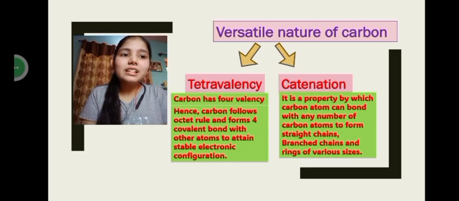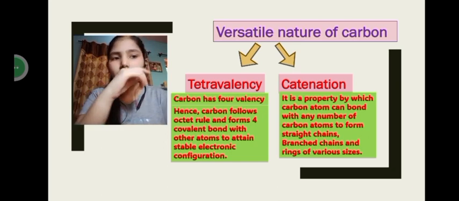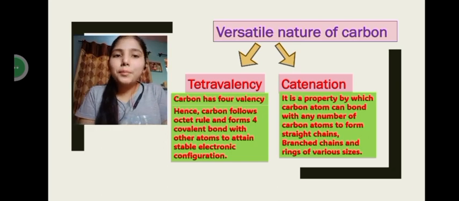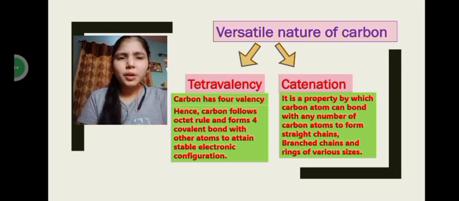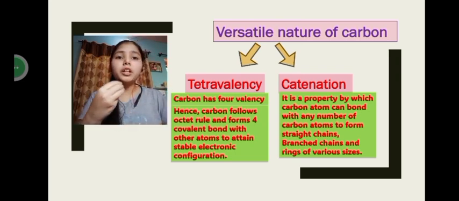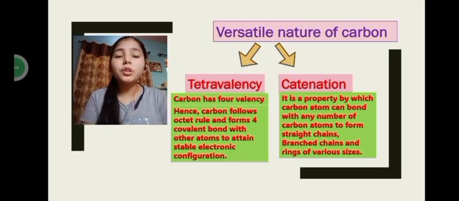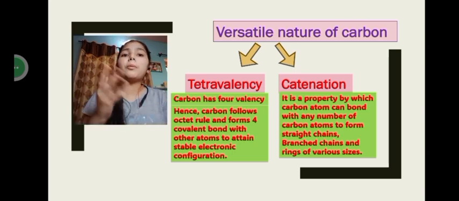Okay, so catenation. What is catenation? It is a property by which a carbon atom can bond with any number of carbon atoms to form straight chains, branched chains, and rings of various sizes. Catenation is the bonding of carbon with other carbon atoms. C for carbon means carbon is binding with carbon. This property is called catenation.